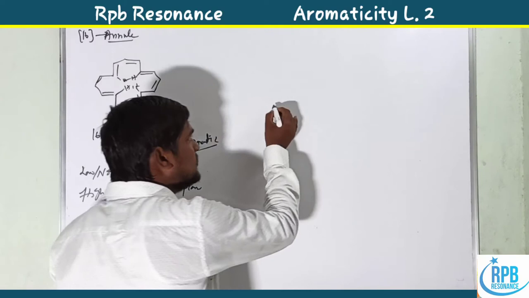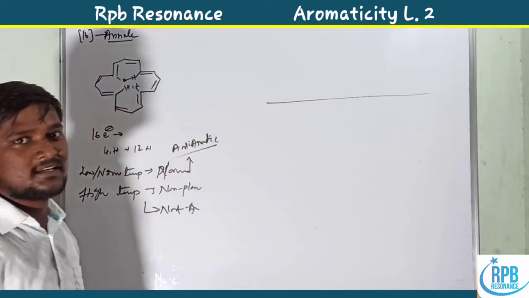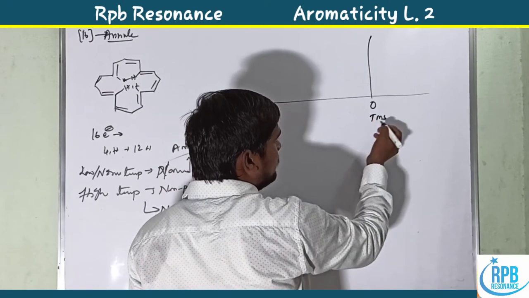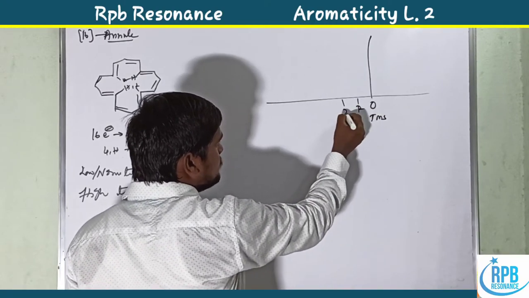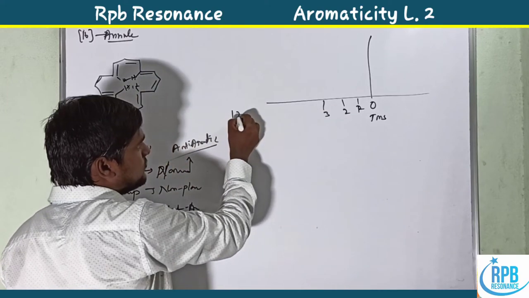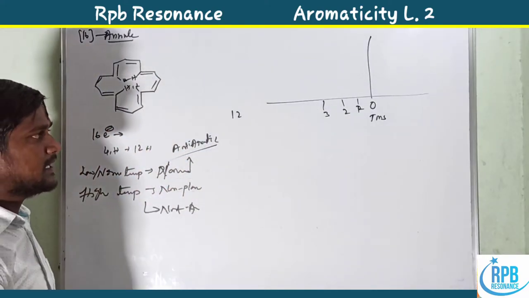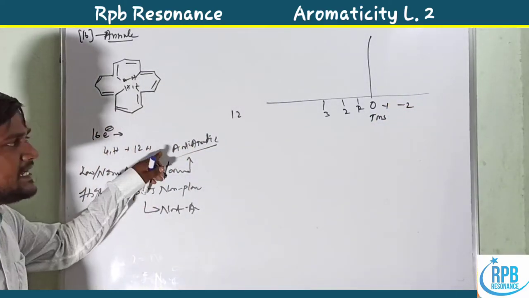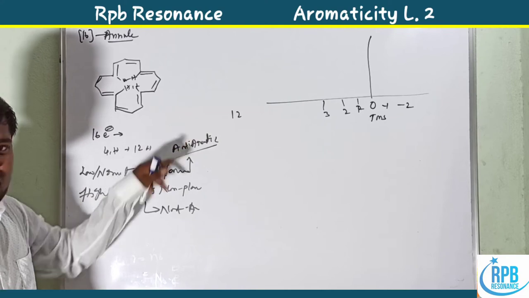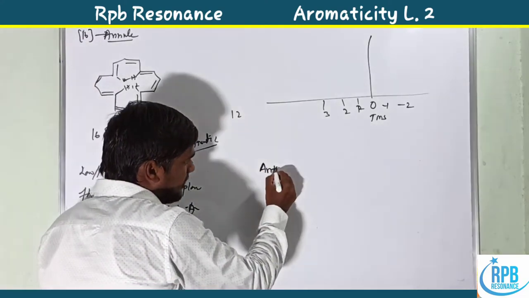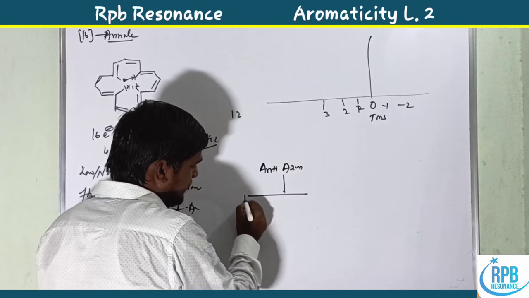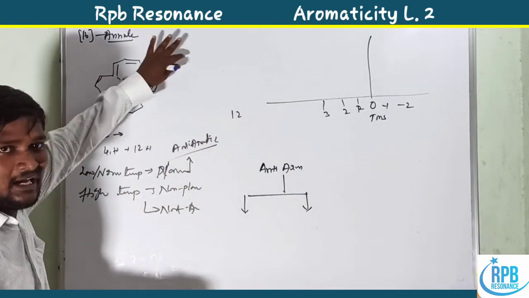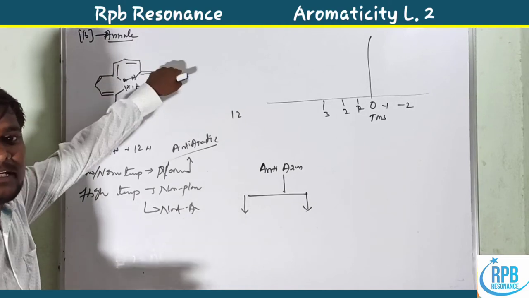Whenever we go through the NMR data of the 16 annulene structure, here is the graph. Here is the zero for the TMS value. On the left side, 1, 2, 3 up to 12 or 14 are the chemical shift values, and this is the negative chemical shift region. In the anti-aromatic system at low temperature, two types of signals appear: the inner protons and the outer protons, that is the annular protons and peri protons.